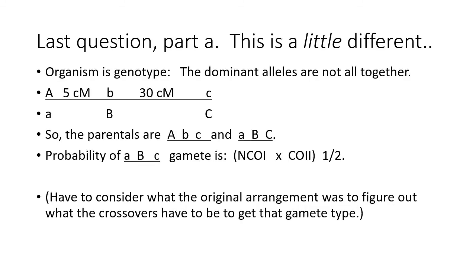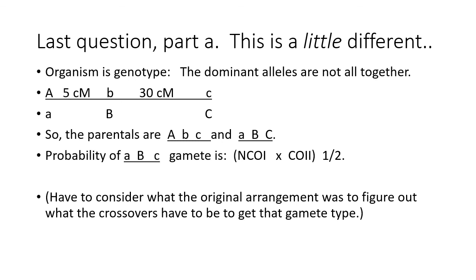Okay, this example is just a little bit different because the arrangement of the alleles is different. In this instance, we have not all the dominants together and not all the recessives. We have them mixed up. So we have the big A, little b, little c on one homolog, and the little a, big B, big C on the other. So here the parentals are the big A, little b, little c, and the little a, big B, big C. So you have to take this arrangement or configuration into account when figuring out the probability of particular progeny. You have to know what your starting material is.